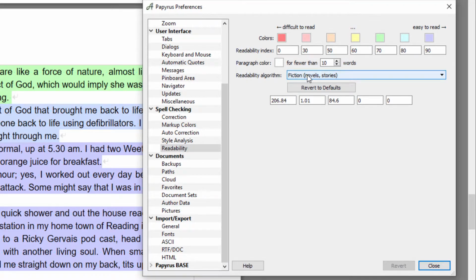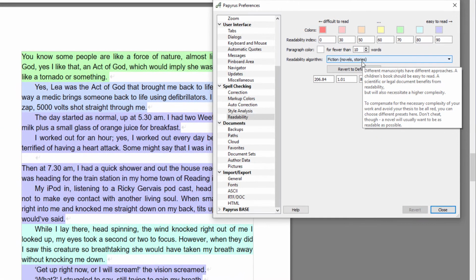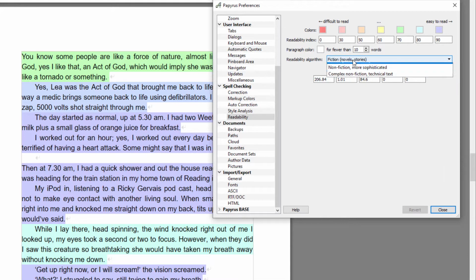But here's the important thing. The readability algorithm used. So at the minute, obviously, I write novels, fiction novels, mainly science fiction, fantasy, horror, that kind of thing. So I keep it always on fiction and novels. But you might be someone who writes technical manuals. So you would want complex non-fiction, if you're writing scientific papers. So if I click that, you can instantly see that this readability changed, because the algorithm used to analyse it has changed. If I go to non-fiction, more sophisticated, you can see the colour has changed again.